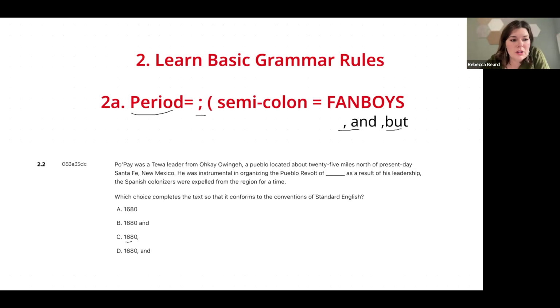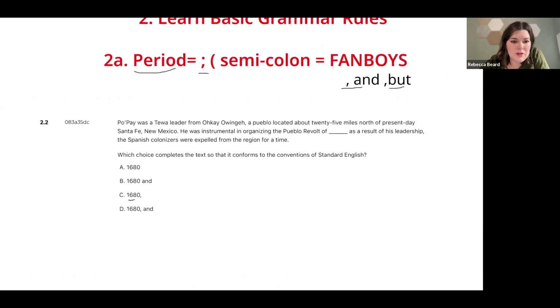So here's our example. On 2.2, you have kind of an intro, but I'm going to focus on the second sentence. He was instrumental in organizing the Pueblo Revolt of blank. As a result of his leadership, the Spanish colonizers were expelled from the region for a time. So we've got a couple of things going on in here, and I underlined a couple spots. If you just put in A, that is going to be a run-on sentence, because there's just a lot going on there. So I would have removed that one first.